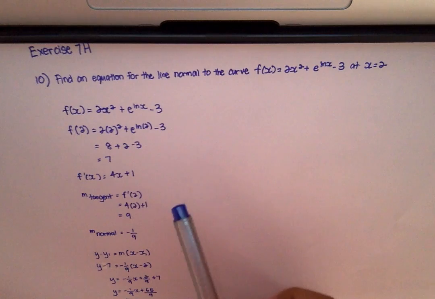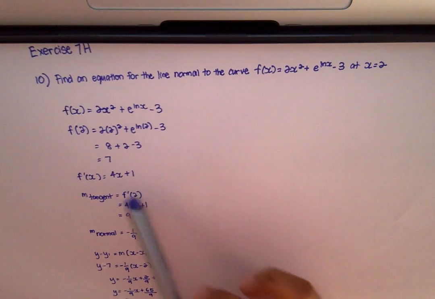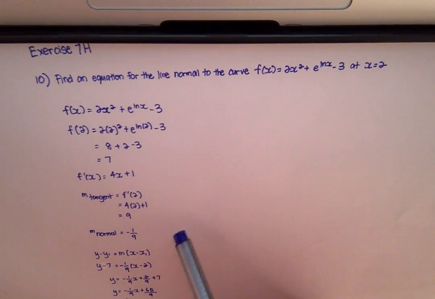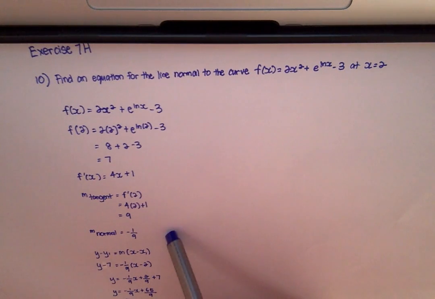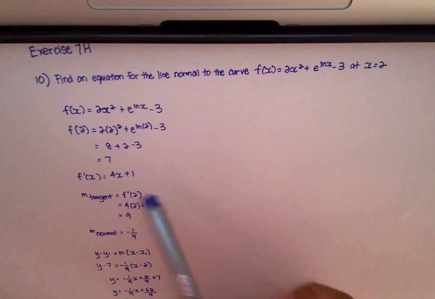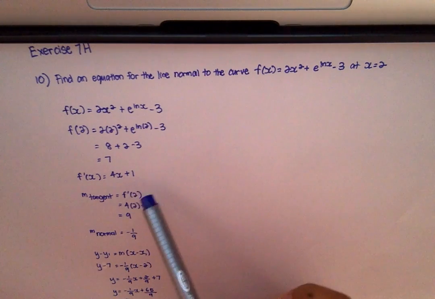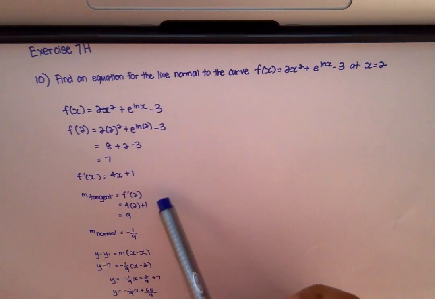So now we can find the derivative of f(x), which is 4x plus 1, which we get from this equation. And then we can move on to finding the slope of the tangent line. We find the slope of the tangent line because we can't find the slope of the normal line without the tangent line. So we can do this by substituting 2 back into x in the derivative of the f(x) equation.